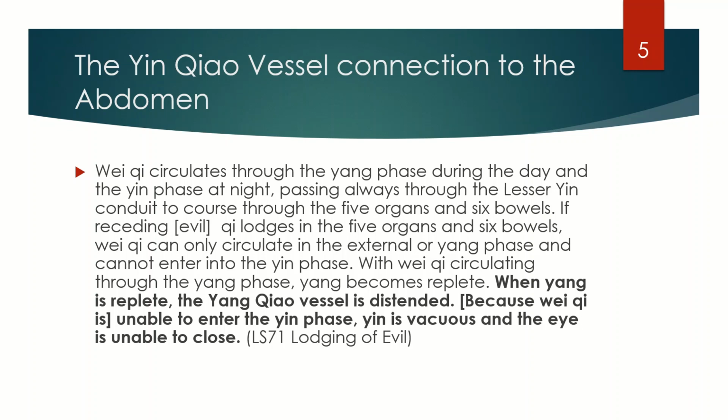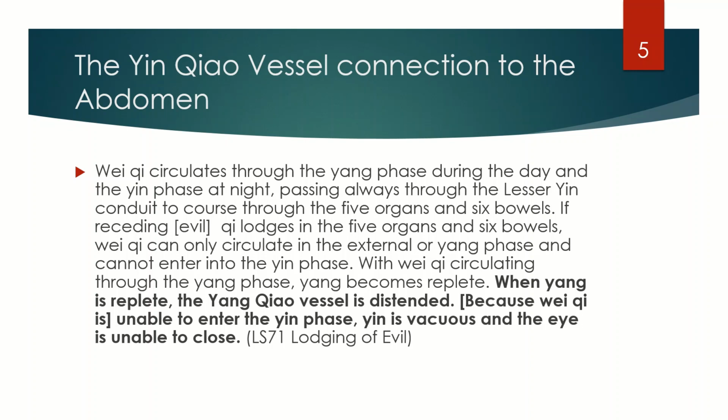You see here, and this is the Ban Xia Tang passage. It says Wei Qi circulates through yang during the day and then in at night, and always passes through the lesser yin conduit to course through the 5 organs and 6 bowels. Notably, this time it talks about the 6 bowels. And then it says if there's some kind of problem in this process with the Wei Qi circulation, what happens?